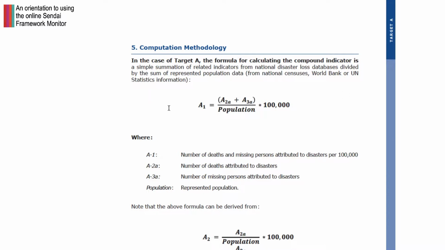For example, A1, the number of deaths and missing persons attributed to disasters per 100,000, is calculated based on the data you input for A2A and A3A. Some countries do not have 100,000 people in their population, but this converts it to a percentage that is comparable to other countries. All you have to do is enter the number of people dead and missing from disasters.